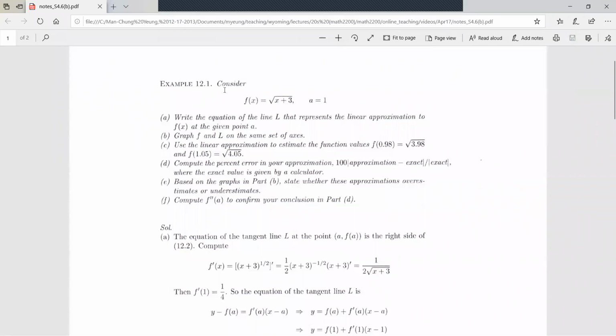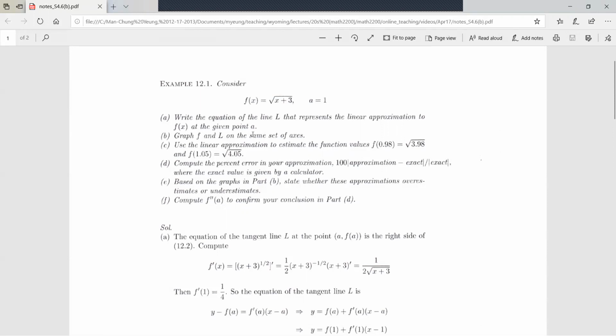Example 1. Consider this function and the point a. Point a is 1. There are several questions. The first question: write the equation of the line that represents the linear approximation to the function at the given point a. The line that represents the linear approximation at the given point a is the tangent line at the point a. So this question is the same as: write the equation of the tangent line at the point a.